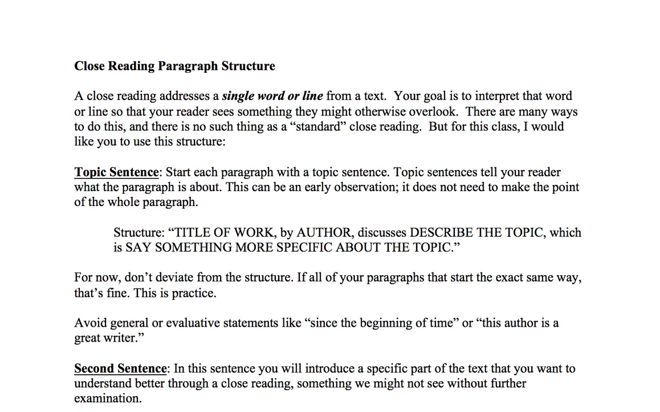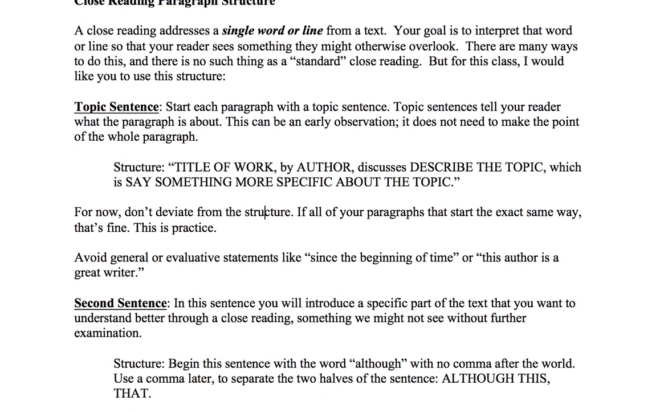When you are starting your paragraphs, please try to avoid general or evaluative statements like, since the beginning of time, or this author is a great writer. I find that a lot of my undergraduates think that they need to start their paragraphs with big, sweeping claims. These are almost always unnecessary, and they detract from the strength of your argument, so I recommend you delete them and start with something small and specific.